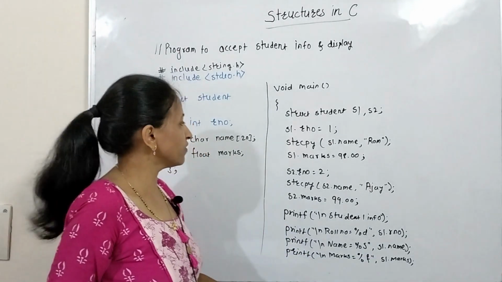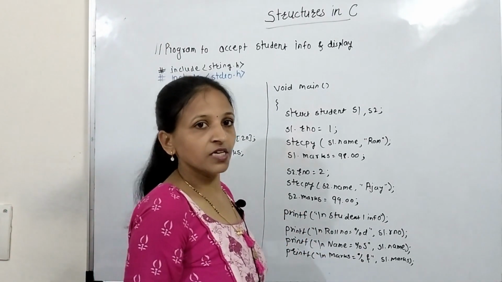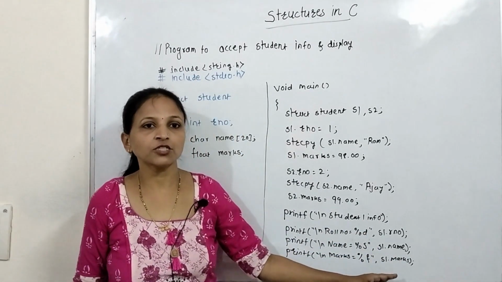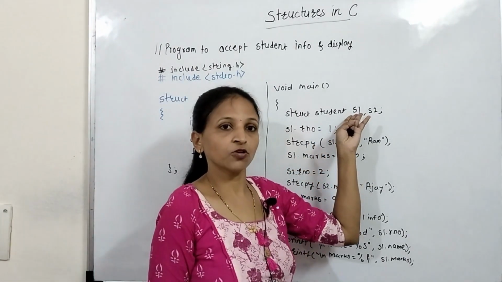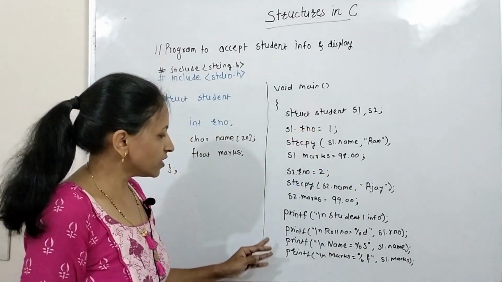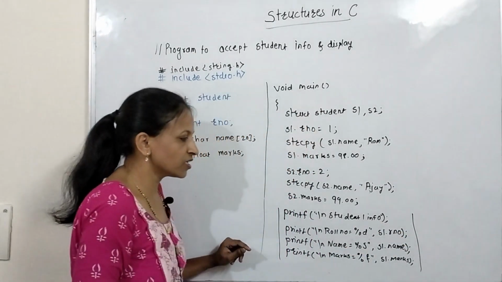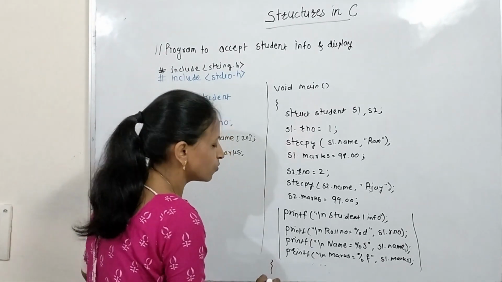Means individually we cannot access roll number, name and marks. With the object only, with the variable only, using the dot operator we can access individual members of that structure for any particular variable, for any particular student. Now in the same way, whatever I have written, we can display information about the second student. Okay, you have to write code for that.